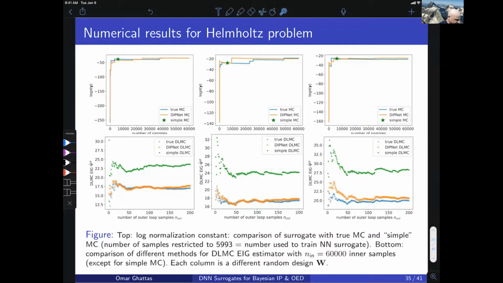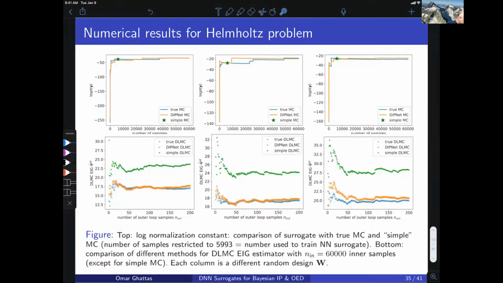The thing I've been talking about, this neural network, uses 6,000 forward solves of the PDE to train the neural network surrogate, and that's it, it fixes them. So it is much cheaper than the blue: it's 60,000 inner samples multiplied by, let's say, 100 outer samples. That's really 6 million PDE solves. Versus 6,000, so 3 orders of magnitude reduction, and it's of the same order of accuracy.